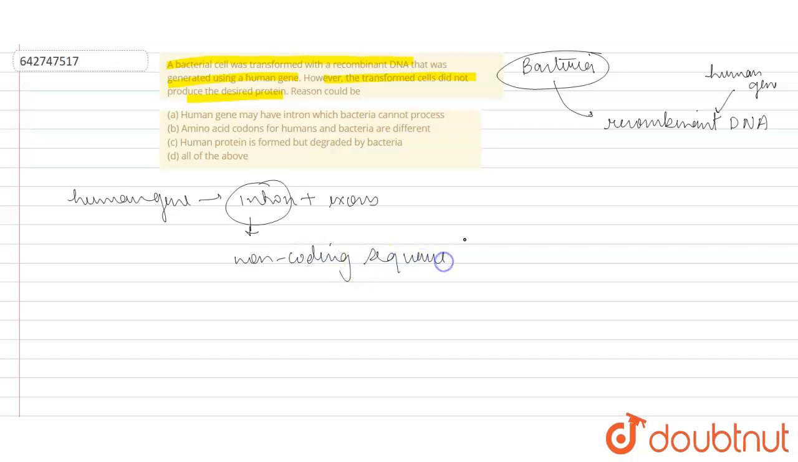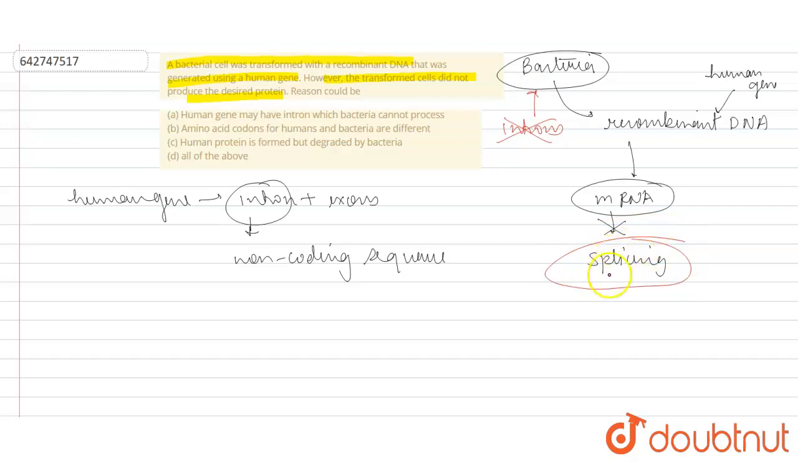So an mRNA which is actually produced in a bacterial cell will not undergo splicing because bacteria do not possess any introns. Introns are actually not present in bacteria. So if no introns are present in the bacteria, the mRNA produced will not undergo the process of splicing, and the protein product will also not be formed. Because of the absence of splicing, the mRNA could not be processed and a protein could not be formed. So option A is the correct option.